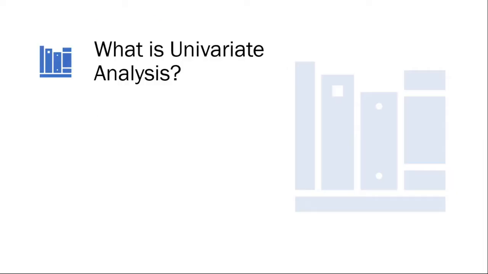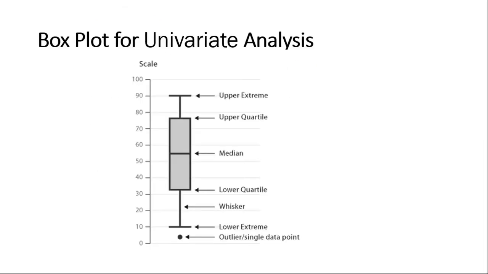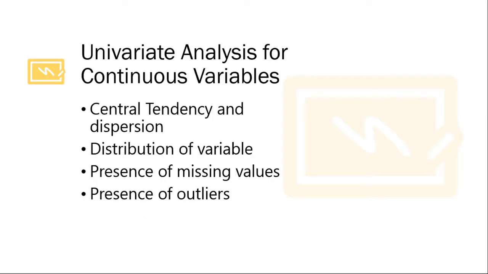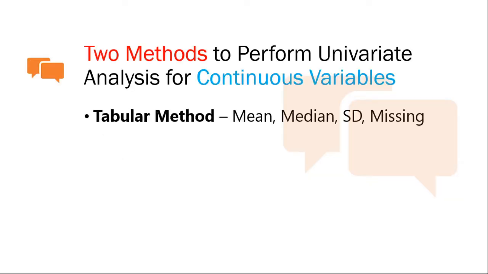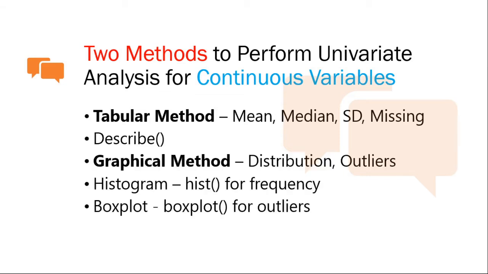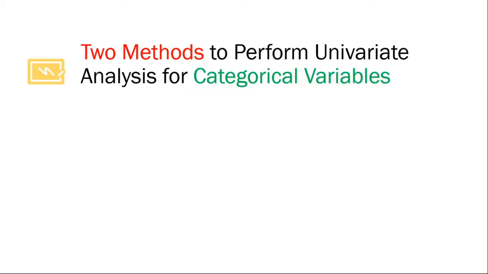Let's get into the video. These are the things we have seen in the last class. What is univariate analysis, boxplot, and why we are using univariate analysis. And we have seen two methods to perform univariate analysis for continuous variables. We have done the tabular method and the graphical method using histogram and boxplot to detect outliers and frequency. Today we're going to talk about univariate analysis for categorical variables.